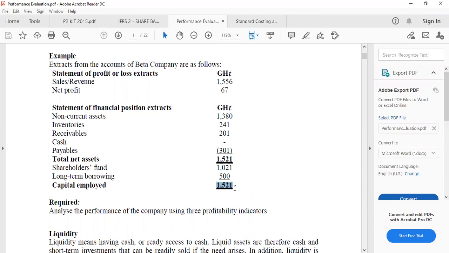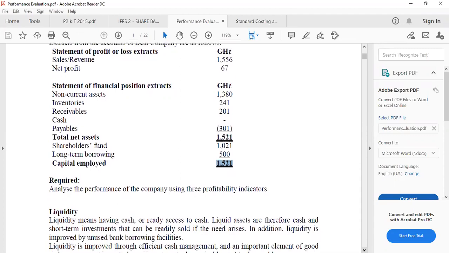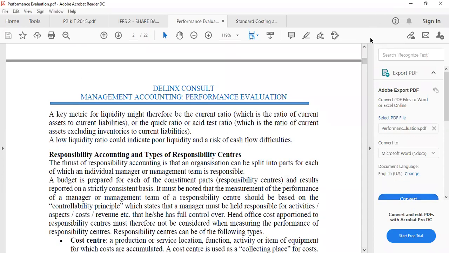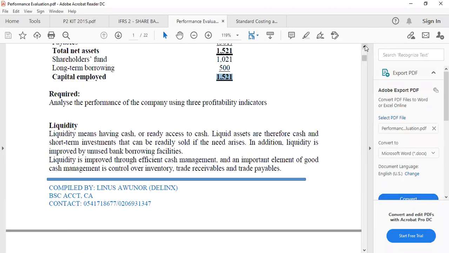But the company does not have cash, so they are going to have liquidity problems. So if you talk about liquidity too, this is how we do that. You just calculate the ratios and write a report on it. I've given you the format.